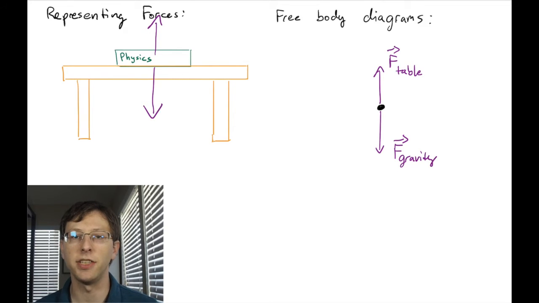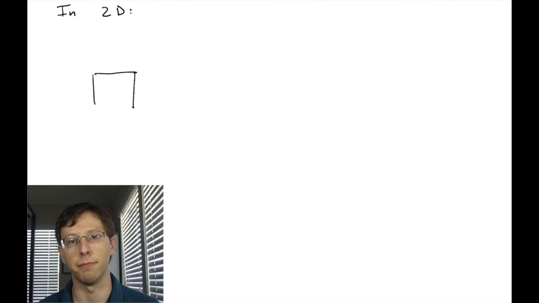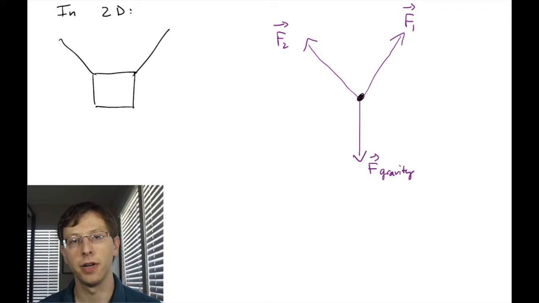That was a one-dimensional example, right? The forces were only in the up and down direction, but we can also draw free body diagrams in 2D. So here's an example of a box being held up by two wires. To draw its free body diagram, we have the force of gravity pulling down, and we also have the force from the two wires pulling up and to the right and pulling up and to the left. So we can draw those.